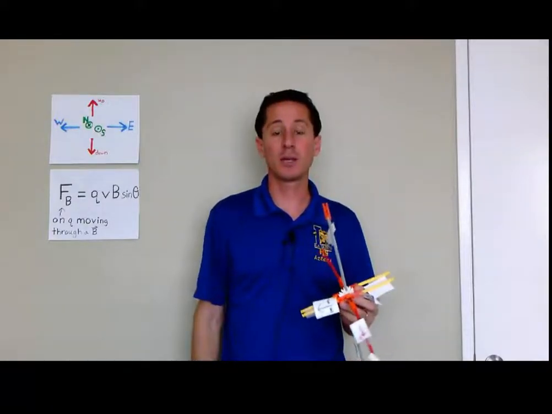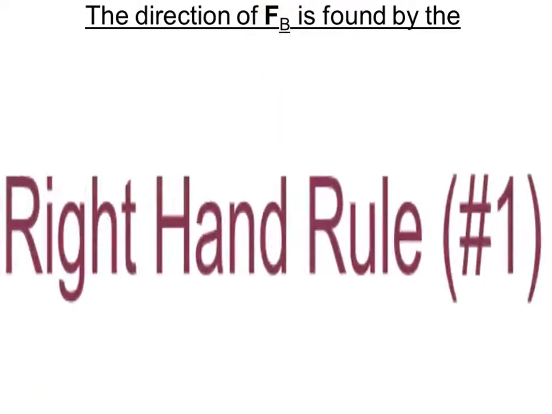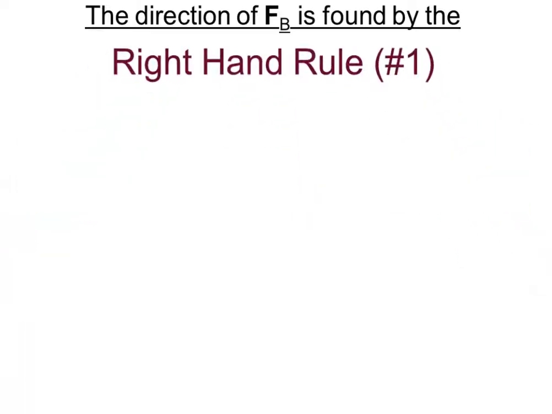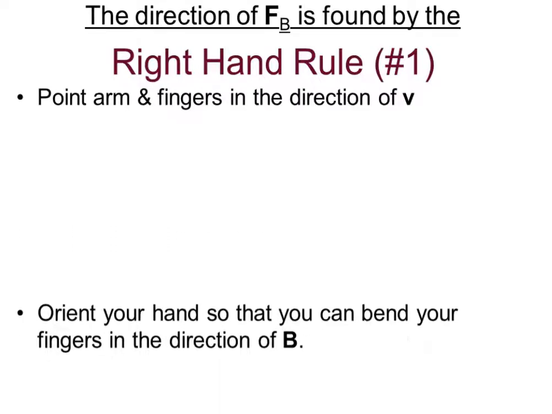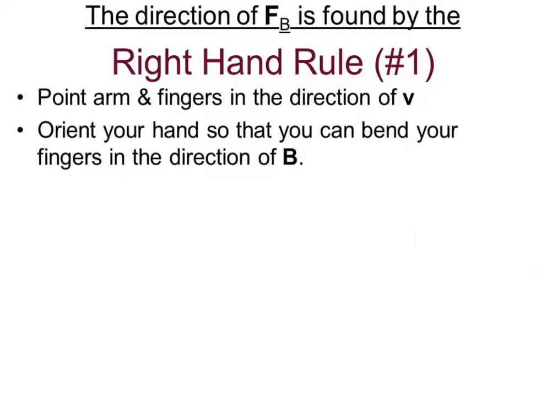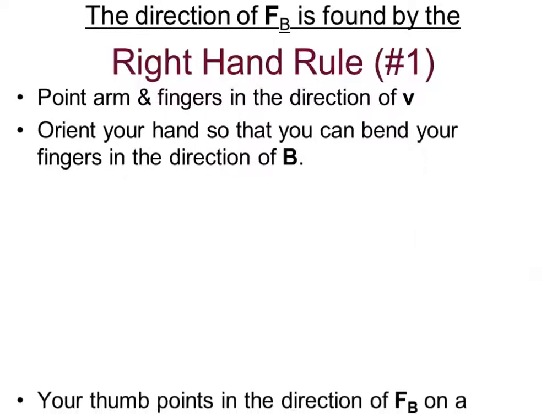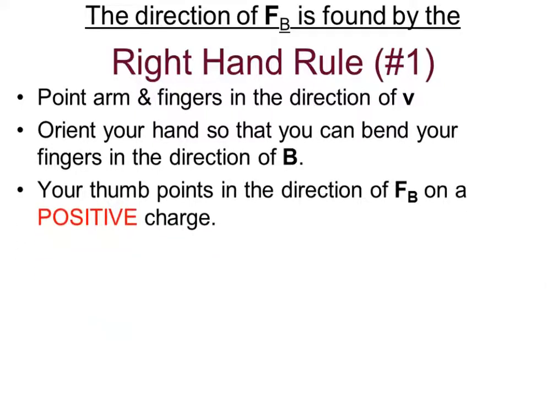And now we're going to try some practice problems off of a screen. So here are the notes. The direction of the magnetic force, FB, is found by the right-hand rule. And I'm calling this right-hand rule number 1. We learned number 2 first. You point your arms and fingers in the direction of the velocity. Then you orient your hand. You spin around without bending your wrist so that you can bend your fingers at the knuckles in the direction of the magnetic field. Your thumb points in the direction of the magnetic force on a positive charge.